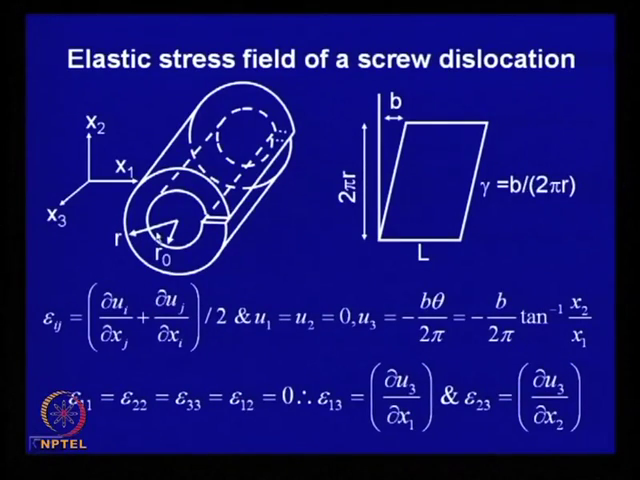And now, you can also open and visualize it. There are two ways you can do it. You look at it like this. If you go round an angle 2 pi, what happens? You move through a displacement along the x 3 axis, and this displacement is b.